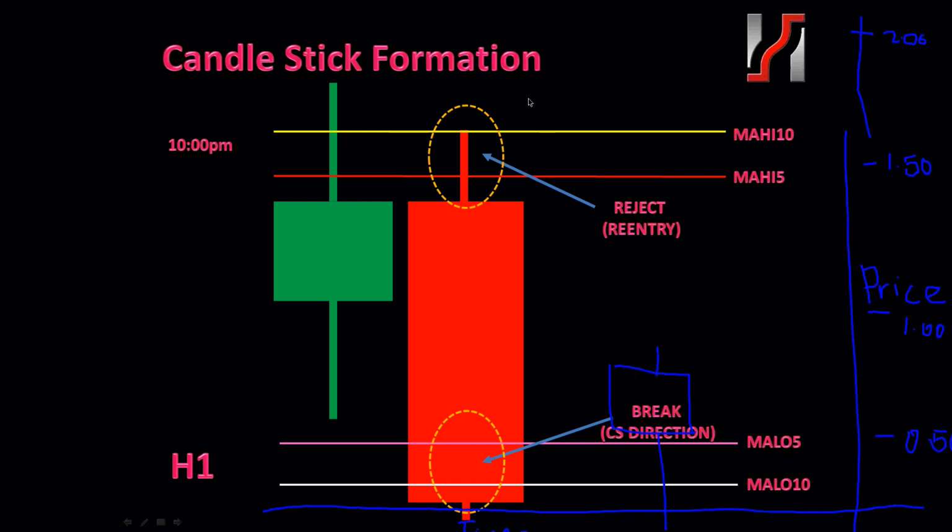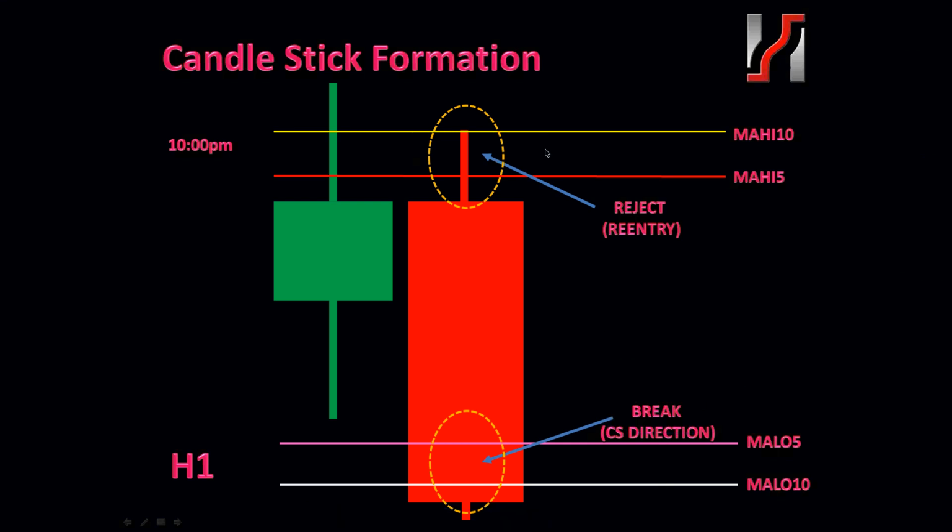Okay, all right, let me just clear this up. All right, so just a quick revision over here: whenever the price rejects buy or sell indicators, then obviously it's an entry for buy or sell. But whenever a candle breaks through a buy indicator or probably a sell indicator, then you know that it's a candlestick direction. Okay, let me move on to the next point.